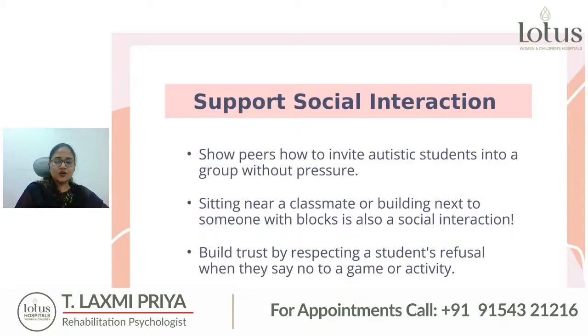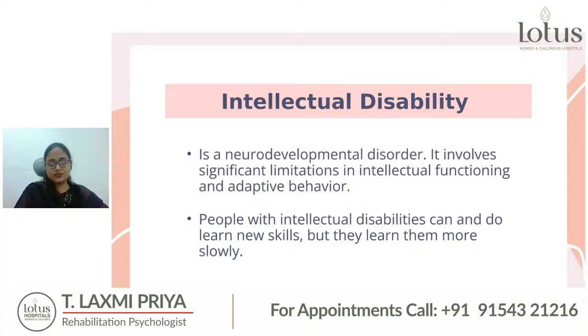So now I'll be talking about intellectual disability. Autism can also come along with a comorbid condition, which is intellectual disability. Intellectual disability is a neurodevelopmental disorder. It involves significant limitations in intellectual functioning and adaptive behavior, which include self-help, dressing themselves, communication, and eating. Some people with intellectual disabilities can learn new skills, but they learn more slowly compared to their age group.